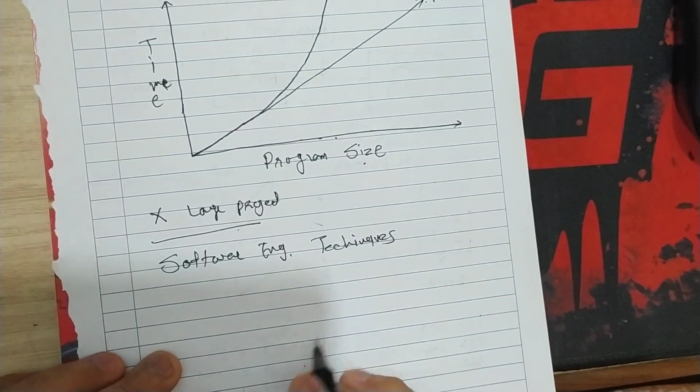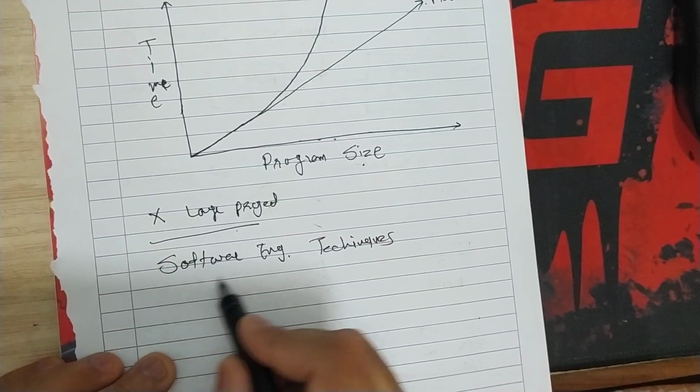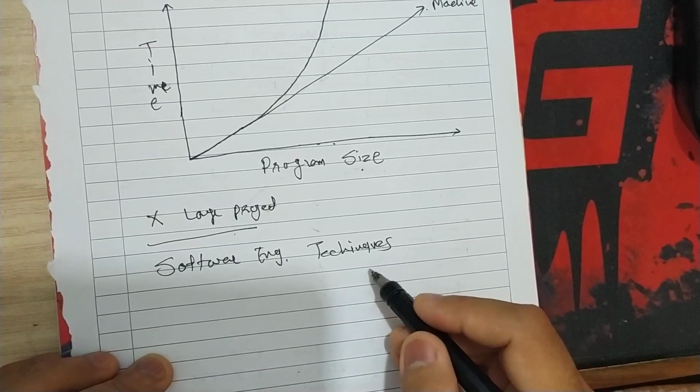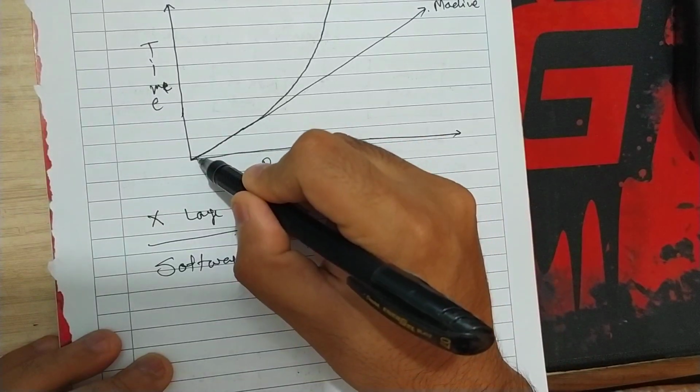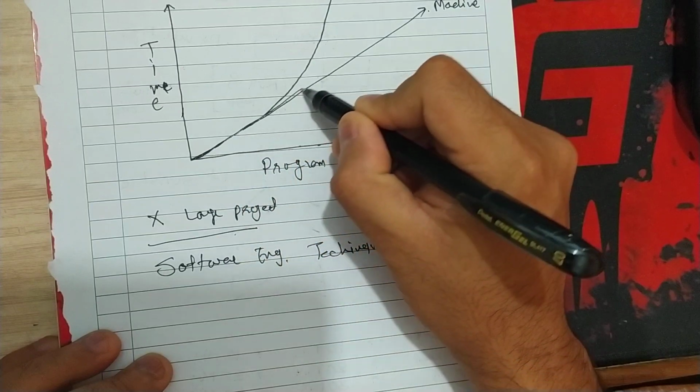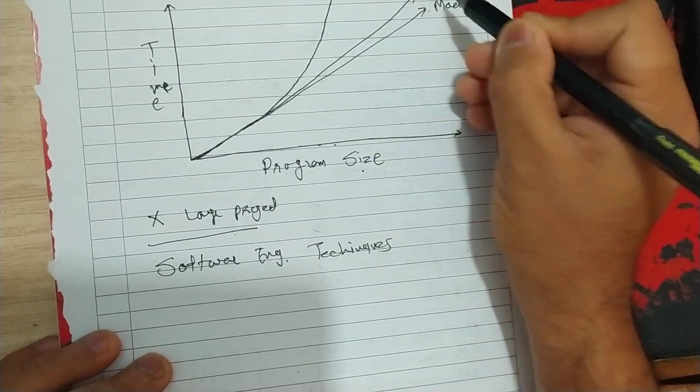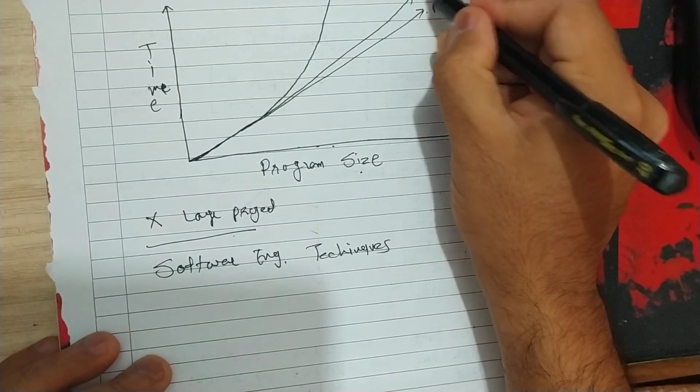Software engineering techniques provide the engineering approach to develop the software, so that our time will be near our ideal situation.